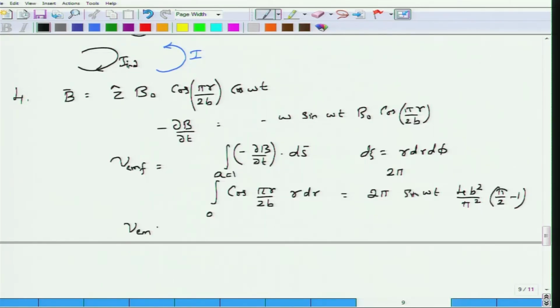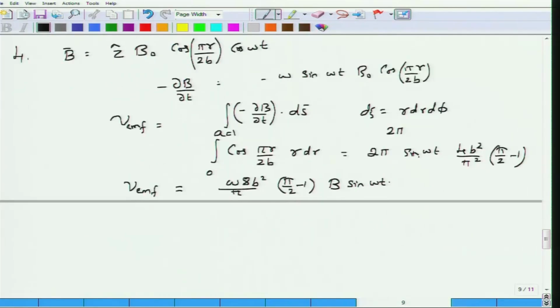So, if you do all this calculation, you will see that the EMF is actually given by some omega 8 b square divided by pi by 2 minus 1, and in terms of b this would be b sin omega t, because the differential of cos is sine. Okay. So, this is the EMF that is induced.